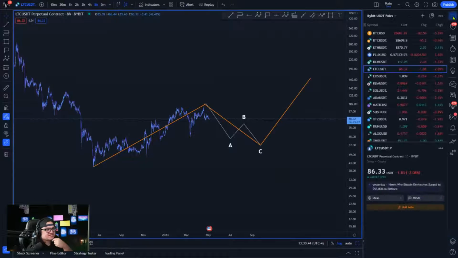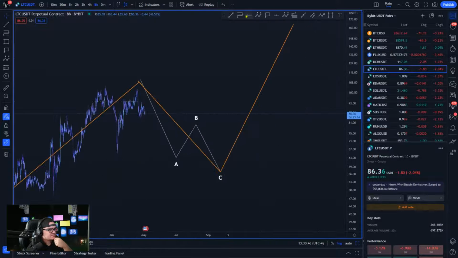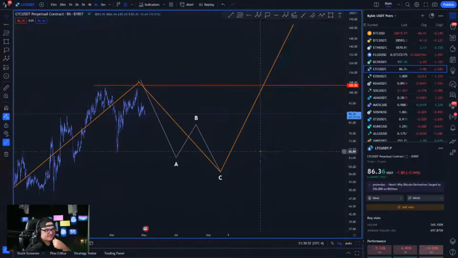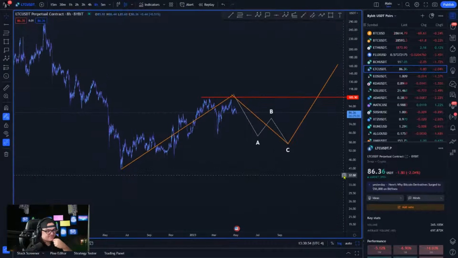All right. I'm in no positions on LTC, but the most important level I'm keeping an eye on and looking for is 105.90. If we never get a break above that, that's fine with me.